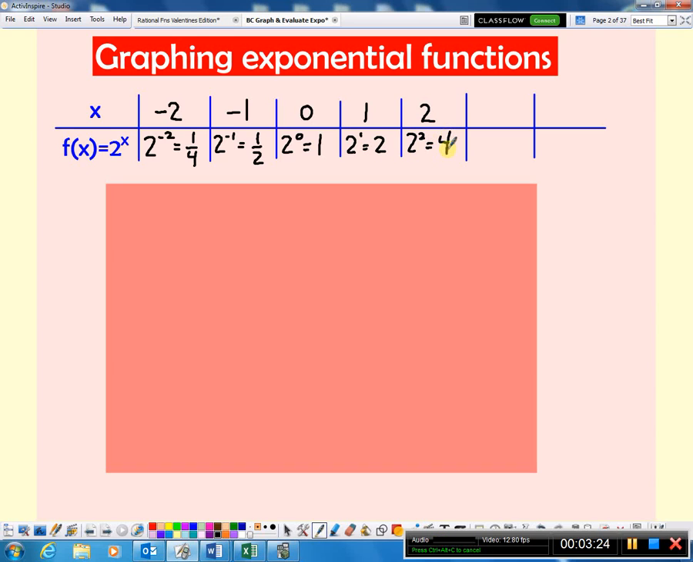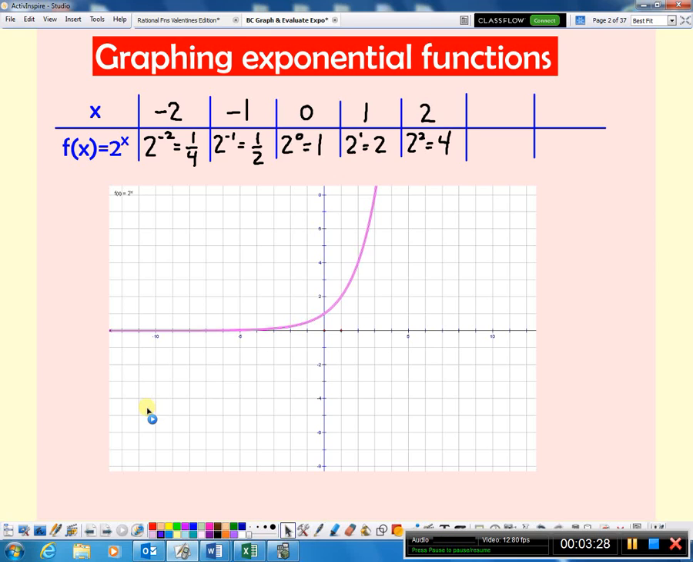What happens when you plot those points? You're going to get a basic exponential growth function. And remember, I know that if the base of your exponential is larger than 1, it's exponential growth. What happens when the base is less than 1? We'll deal with that one in just a little while.